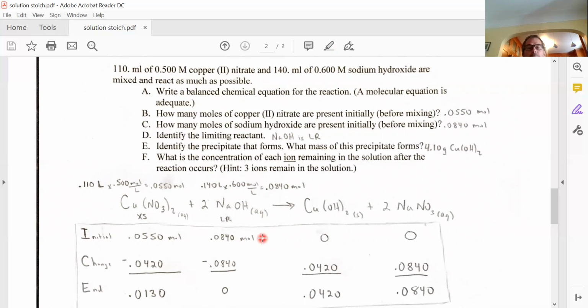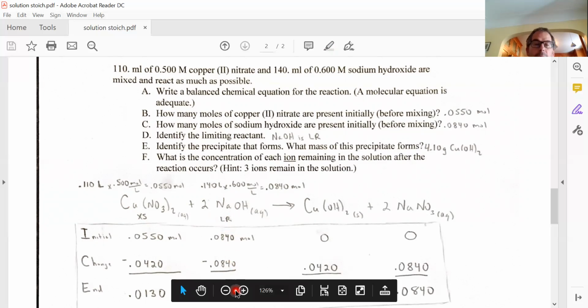The next thing I'm going to determine is the excess and limiting reactant. I have more moles of sodium hydroxide, so is that going to be the excess? Not necessarily. I'm supposed to have twice as much NaOH, and 0.084 is not twice as much of this. So NaOH is the limiting reactant. The other way to do that is I could take the 0.084 divided by 2, and I'd get a number smaller than this number divided by its coefficient of 1. And I'd say, oh, NaOH is the limiting reactant. We're assuming all the limiting reactant reacts.